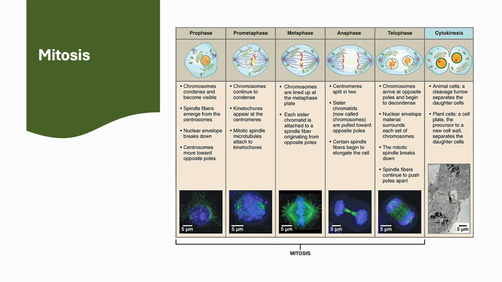In telophase, chromosomes arrive at the opposite poles and begin to decondense. The nuclear envelope will appear and start surrounding the new chromosomes. The mitotic spindle breaks down, and the spindle fibers that were not attached to the sister chromatids continue to push the poles apart. Then in this process we will have cytokinesis, the splitting or cleavage furrow of the cell into two daughter cells.